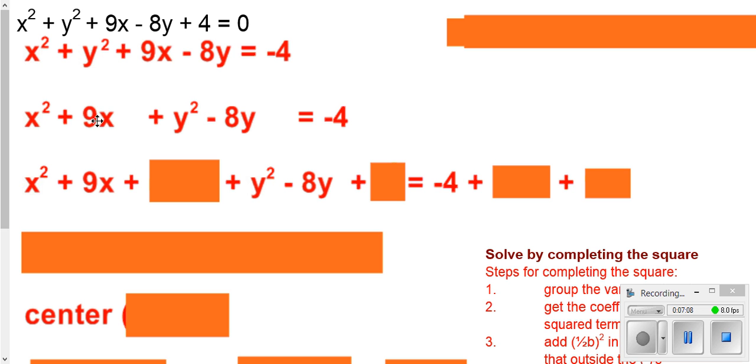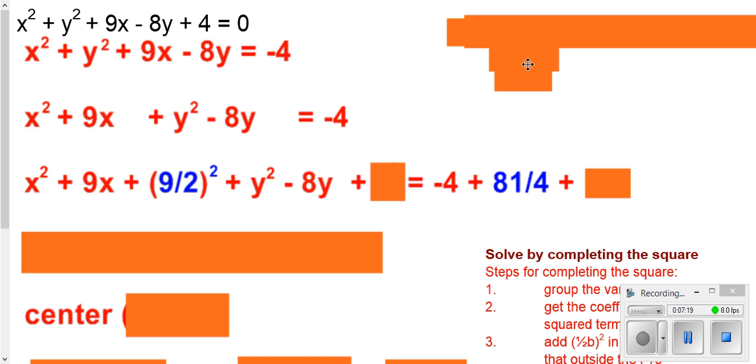Completing the square with the x's, we have to take half of the 9, which is 9 over 2, and then we have to square it. So I'm going to put it there. But if I add it on the left side of the equal sign, I also have to add it on the right side of the equal sign. Looking at the y's, I take half of the 8, which is 4, but remember I have to square it. If I add it on the left side of the equal sign, I have to add it on the right side of the equal sign.